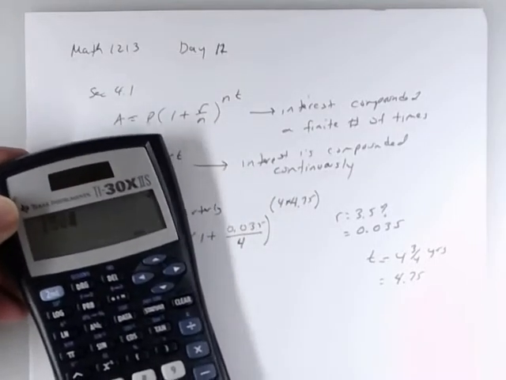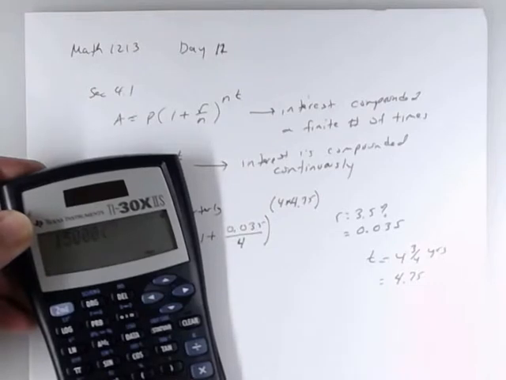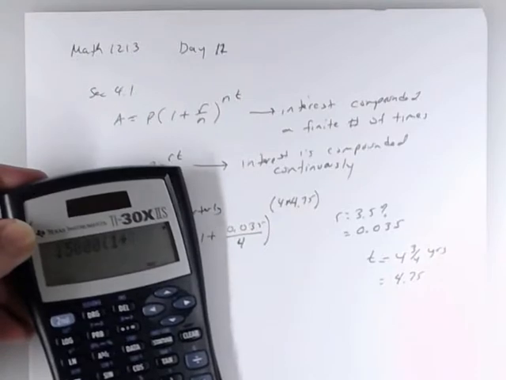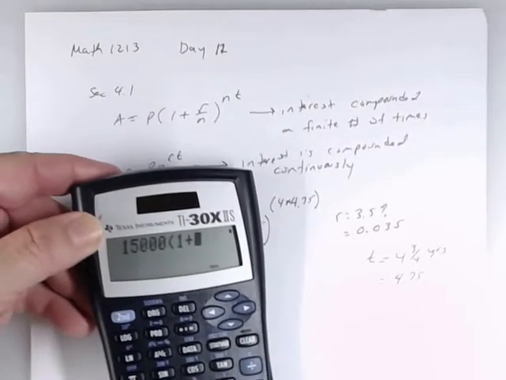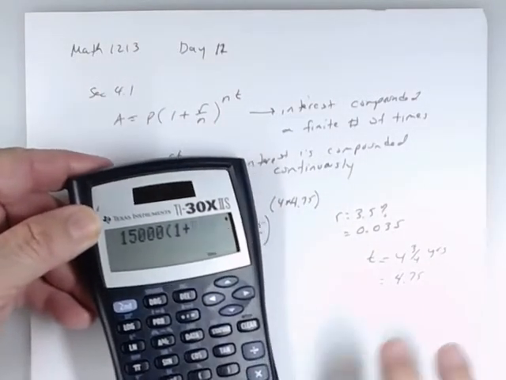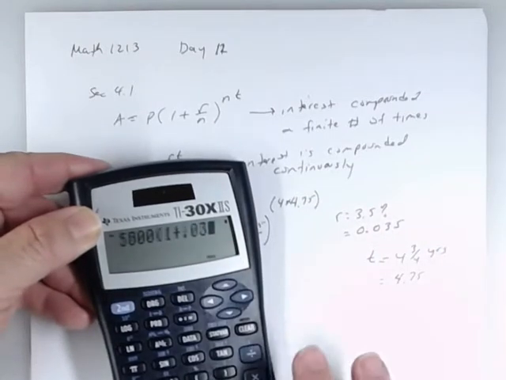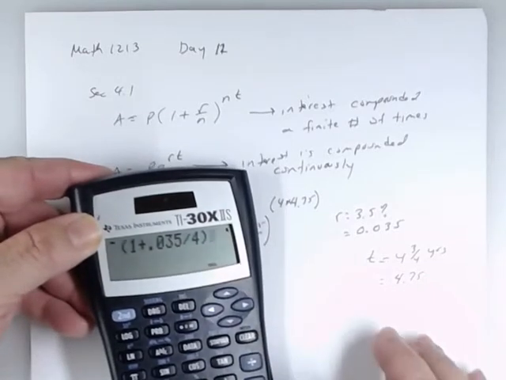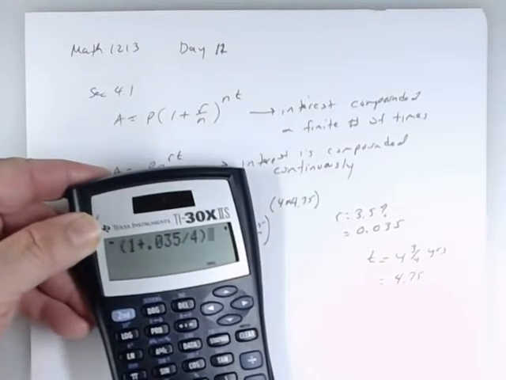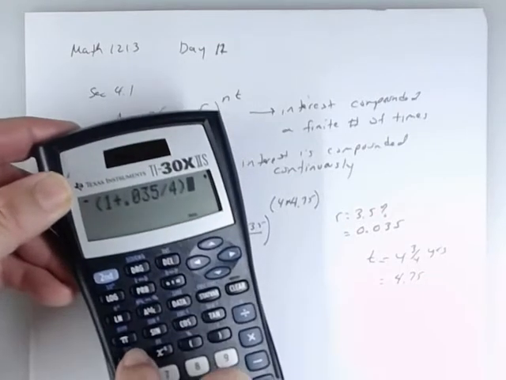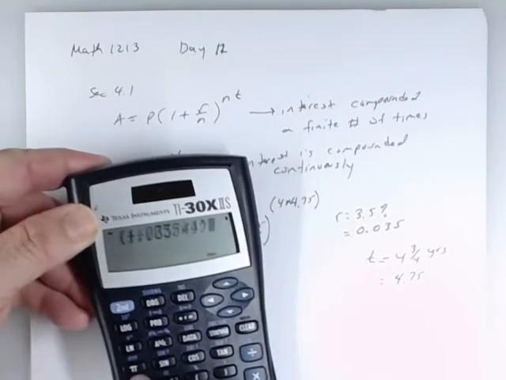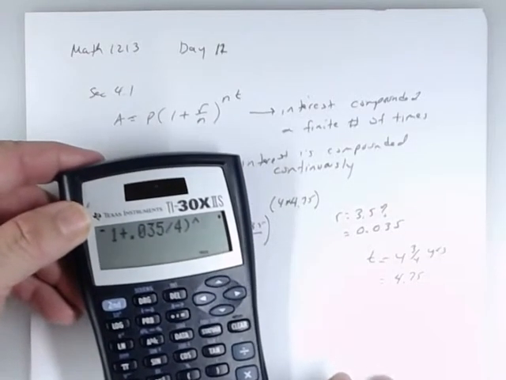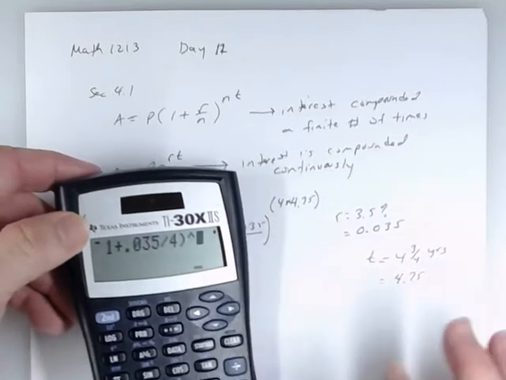So you're going to say 15,000 times, in parentheses, 1 plus, let's see, the rate is 0.035, right? Divided by 4. Close the parentheses, and then what do? Raise it, so that caret symbol right here looks like a root. It's called caret, C-A-R-E-T. Raised to the, and then what do I put there?